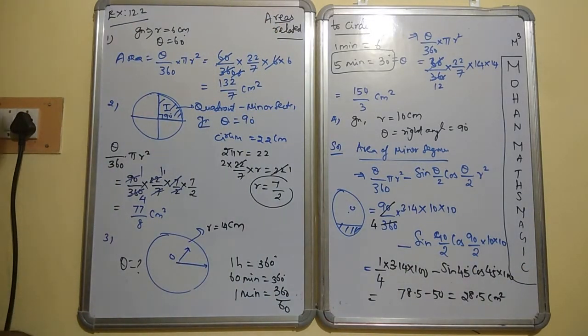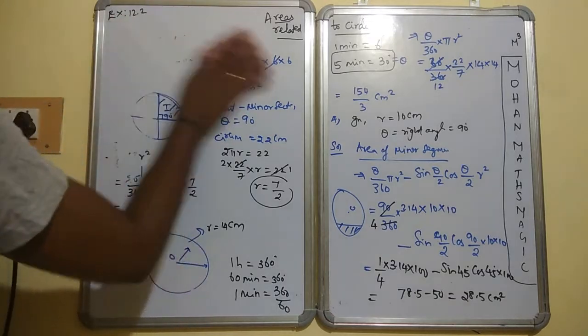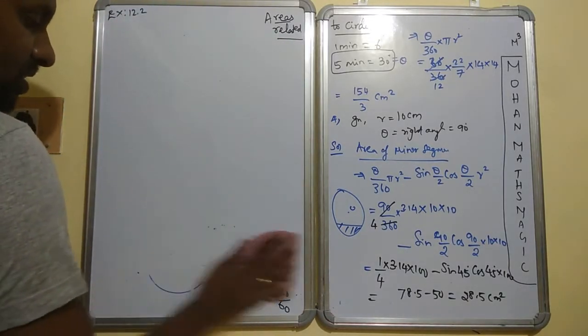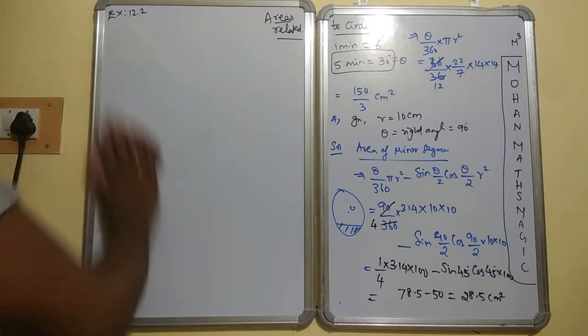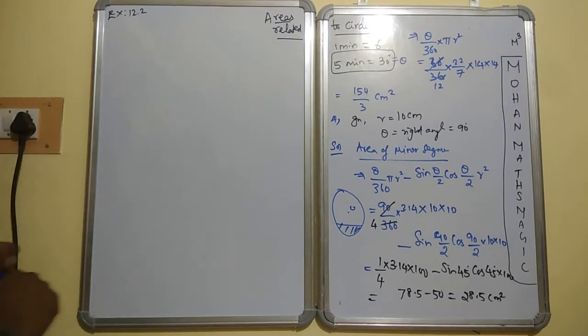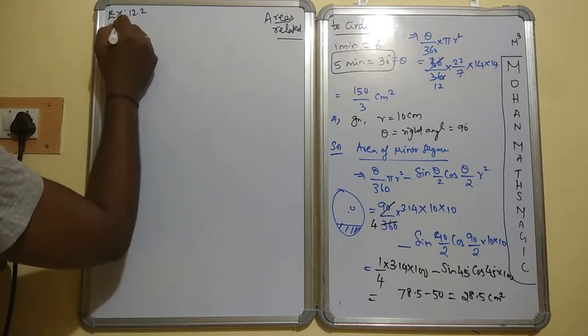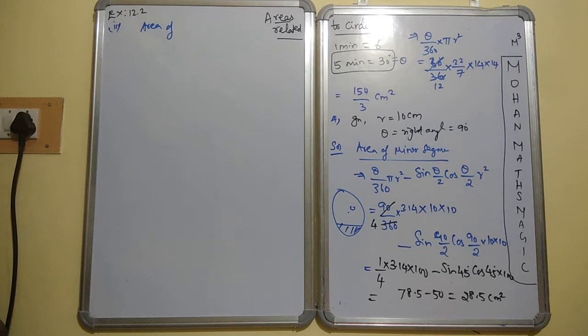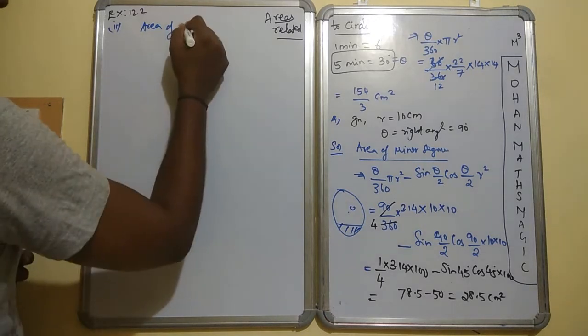And the second option, they asked us to find out the area of a major sector. I am teaching very slowly. I have given you all the introductions in the first video itself. So go through the first video thoroughly, then everything remaining will be easy for you. Second option, area of a major sector.